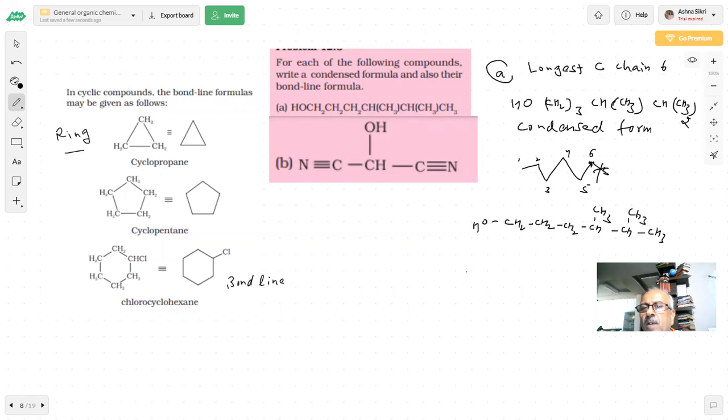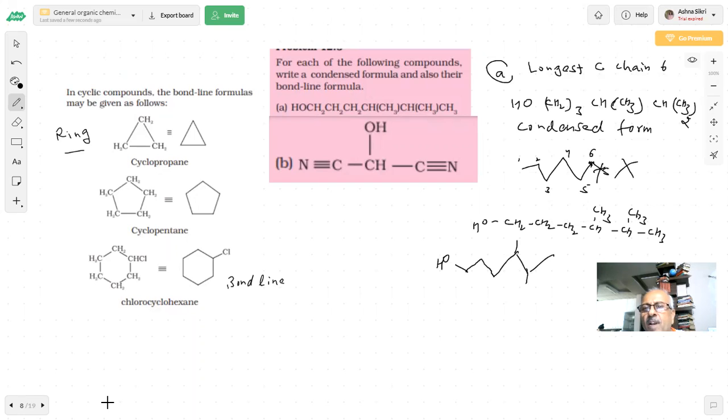So I can say that 1, 2, 3, 4, 5, 6. And here you have methyl, here you have methyl, and you have OH here. Is it right? Yes, sir. Okay, you can try it. So we have to try; by practice we will be able to write.